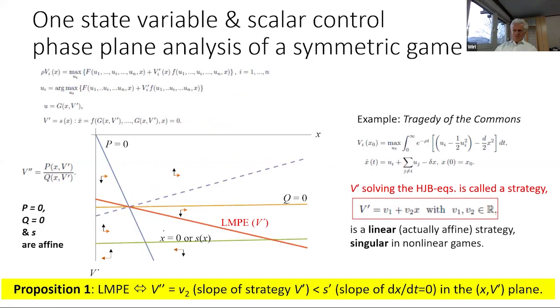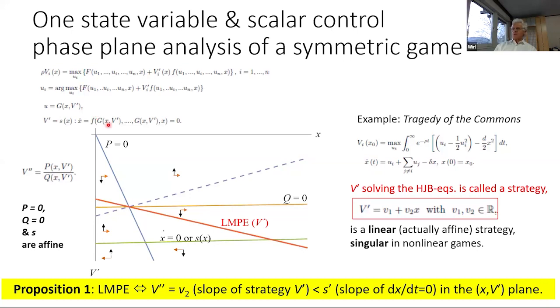So now I come to a geometrical analysis of the one state problem. Namely, you have one state, a scalar control, and I use phase plane analysis of the symmetric game. So let me use the laser pointer. You know this is the objective. Then you get, by the maximizing condition, the optimal control. You can substitute this control, and then you can determine the dynamics.